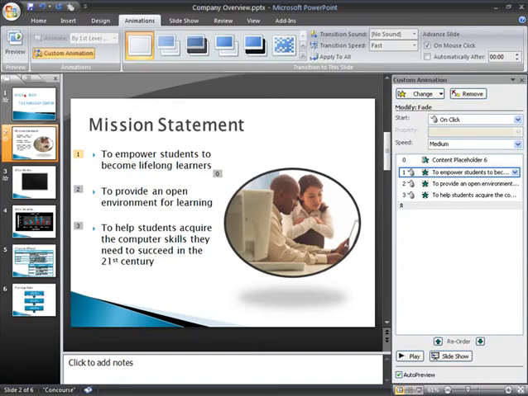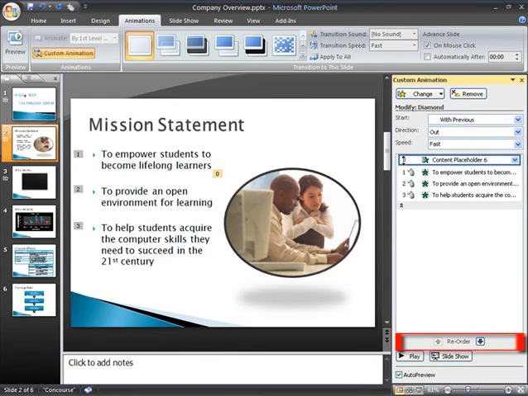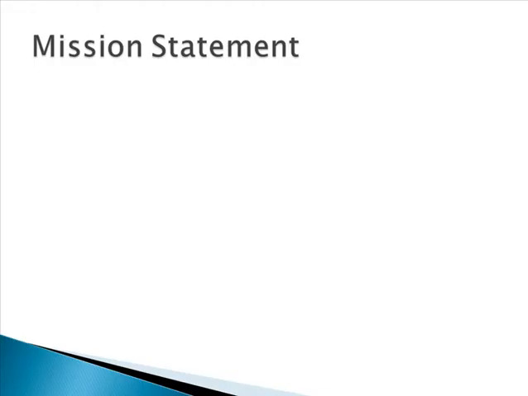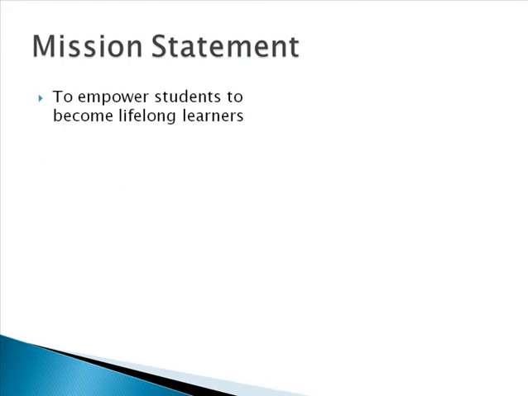I like the way this looks, but I'd like the picture to appear last. To reorder any of the animations, just select the animation you want to move, and then use the arrows at the bottom of the task pane to reorder. Now press Slideshow so we can see how this works.